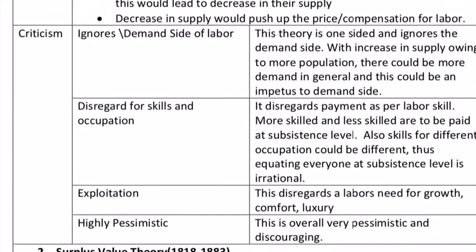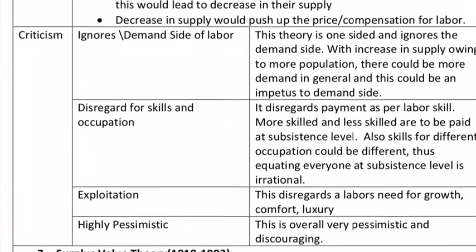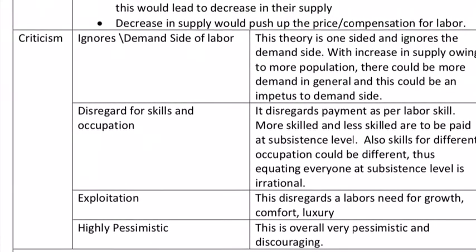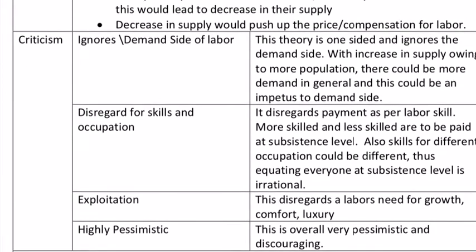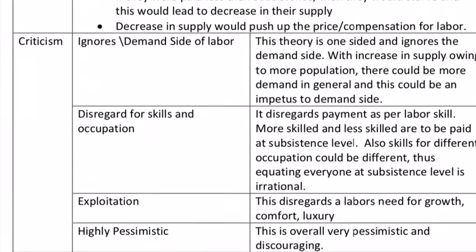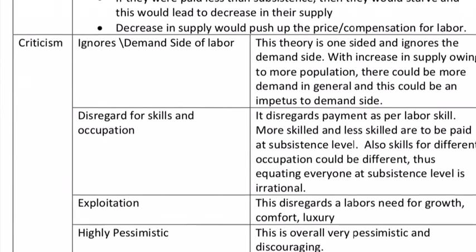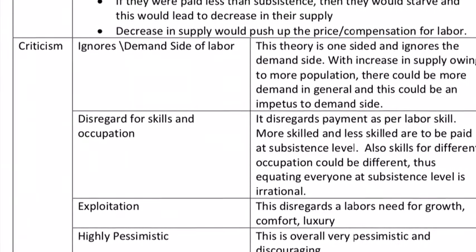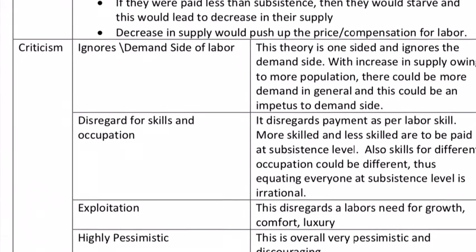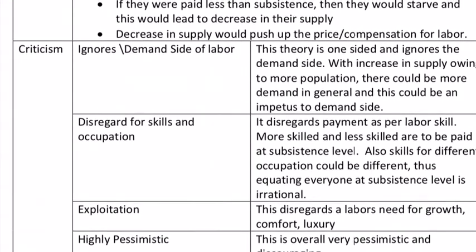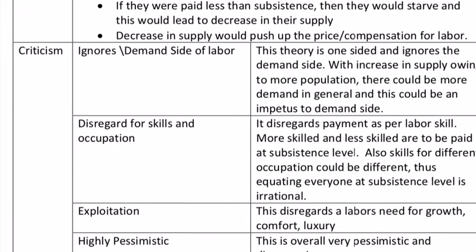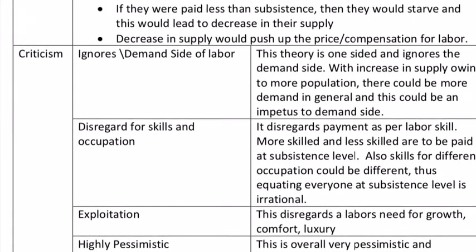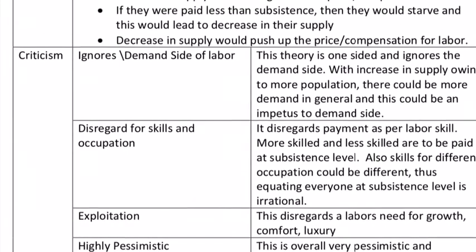So, the first one is subsistence wage theory, which was proposed by David Ricardo. As per him, employees or laborers should be paid wages at subsistence level. Subsistence level means minimum level where they can survive and maintain themselves and their families. He says if more is paid, there will be an increase in supply of labor. He says there will be an increase in supply of labor owing to increase in population.